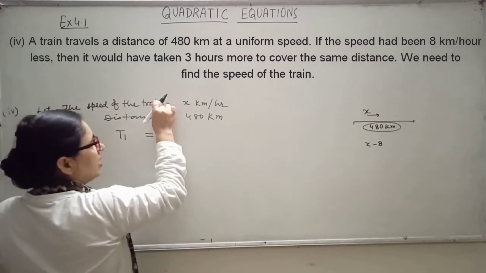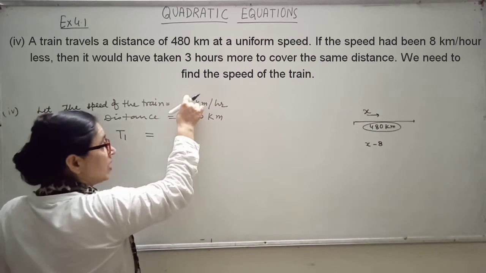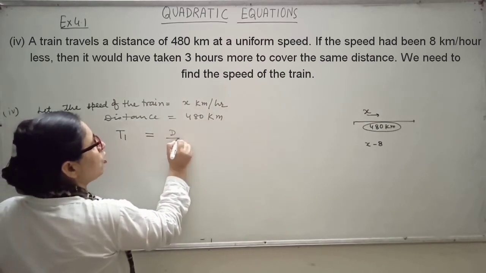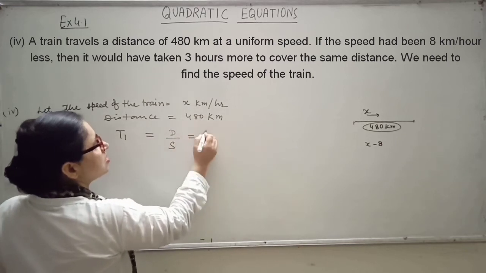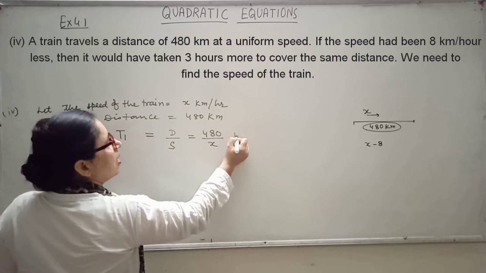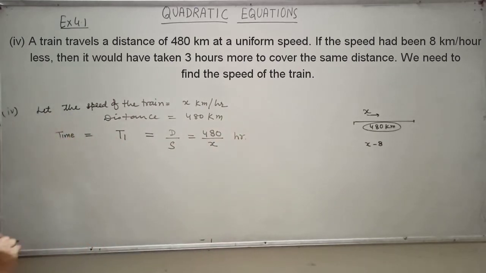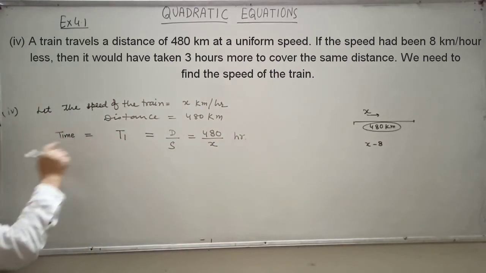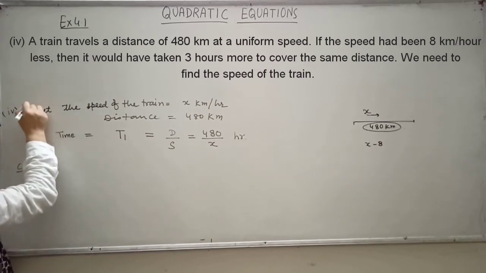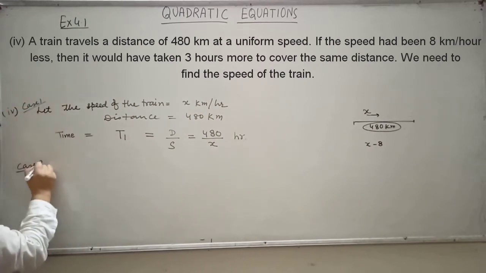Time taken by the train to cover this distance with this speed, and we know time is distance upon speed. What is the distance? 480 upon x hours. This is the first case, this is time 1. Now case 2.